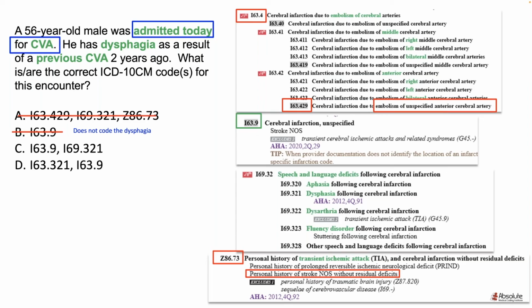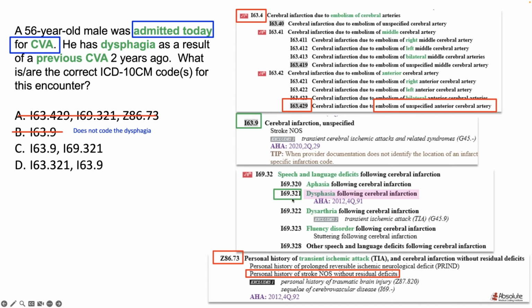And remember, we have C and D left. We need to stay focused and we need to code for the RFE. And the RFE is CVA, cerebral vascular accident. That's all. That's all we know. And that's what we have to code for.